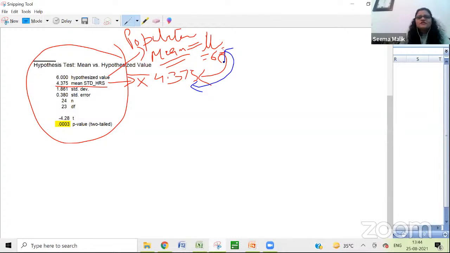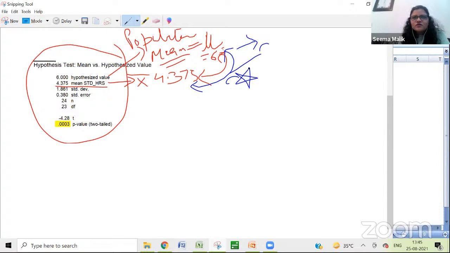What is the difference over here? You need to find out the difference. I am very much interested in finding out whether this difference is significant or not. Is the difference between 6 and 4.375 a significant difference, or is it a difference which we can ignore and conclude that the sample mean and the population mean both are same?